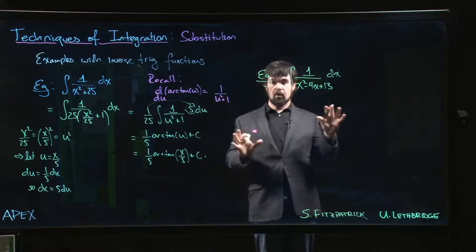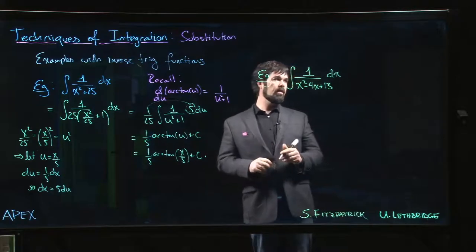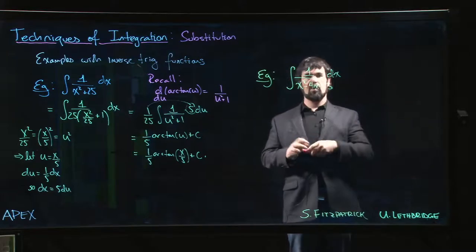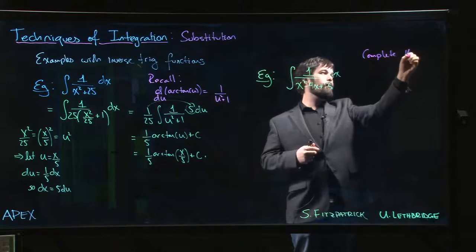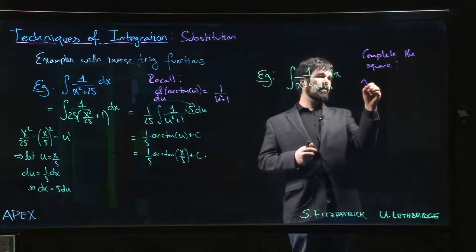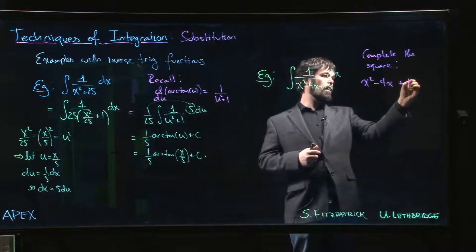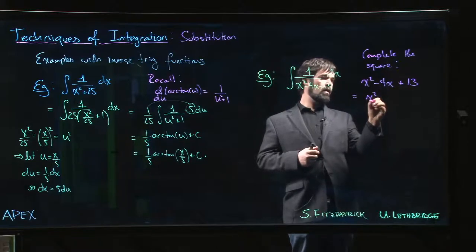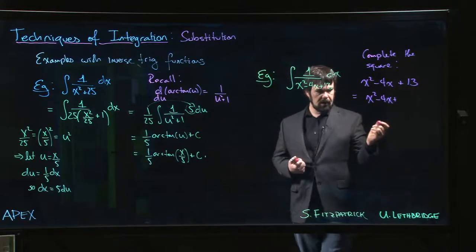So one thing you can always try if you're stuck, you don't see any other options, is you can try to complete the square, right? So if we complete the square on the bottom, what is that going to look like? So x squared minus 4x plus 13 equals, okay, so x squared minus 4x plus what gives me a perfect square, right?